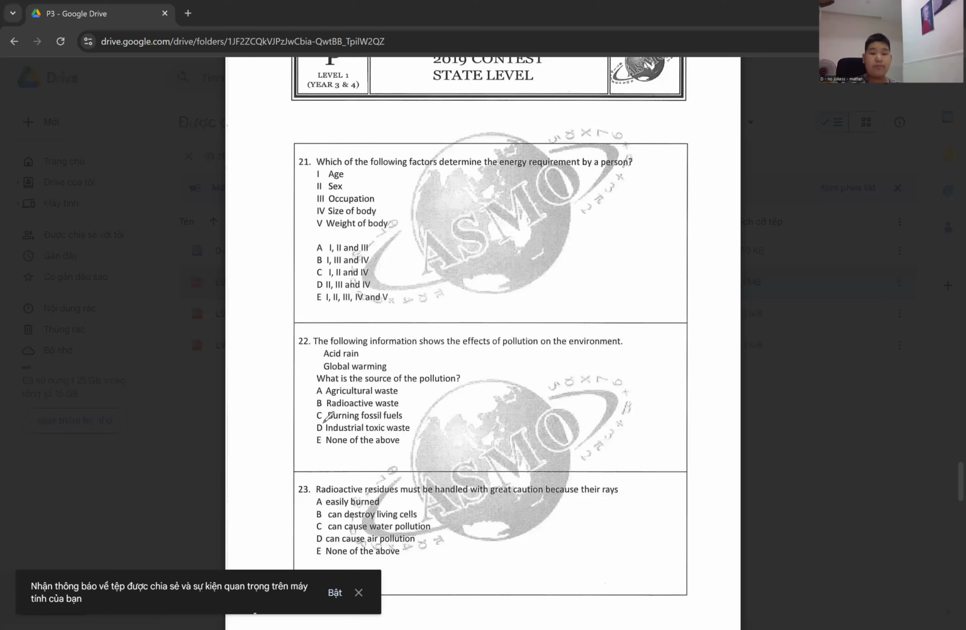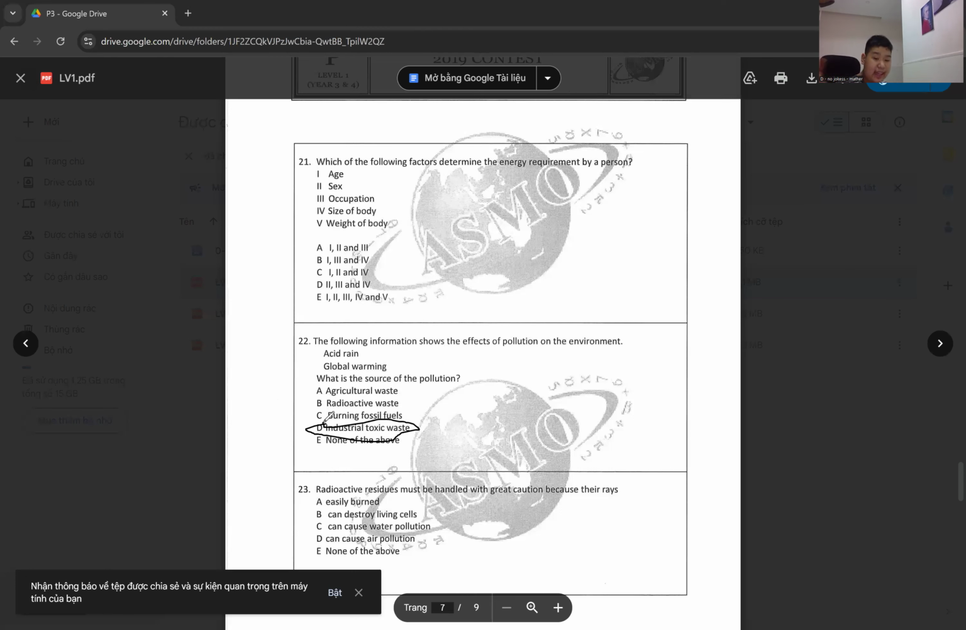Why? Burning fossil fuels does affect global warming. However, it doesn't affect anything with acid rain. Same with radioactive waste, but for acid rain only. Agricultural waste is only for acid rain. Only industrial toxic waste actually affects both global warming and acid rain, because some of these chemicals could well be going to the sky and prevent the sun from hitting the... Yeah, it's really dangerous.